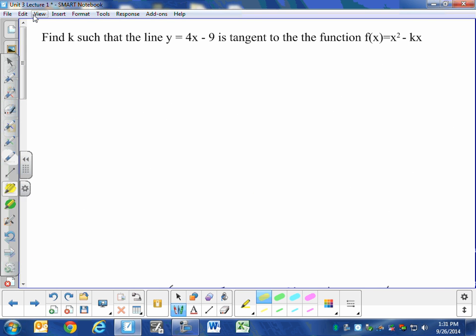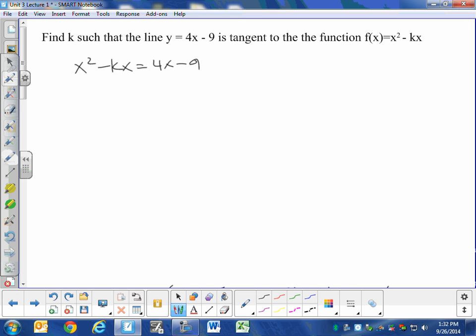Now, this is a tough question. Find a k such that the line y equals 4x minus 9 is tangent to the function f of x equals x squared minus kx. Okay, so for this line to be tangent to this, the y value at some x value will be equal to the y value at the same x value. So the first thing I can do is say x squared minus kx has to equal 4x minus 9 for some x value. This will help us find k.